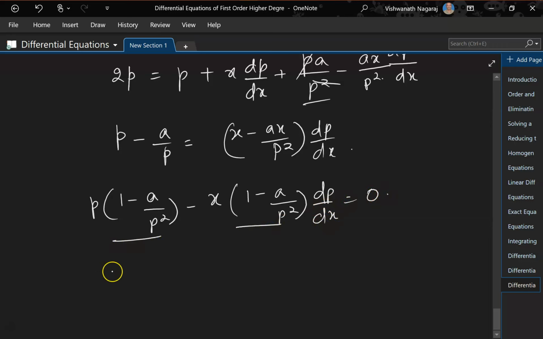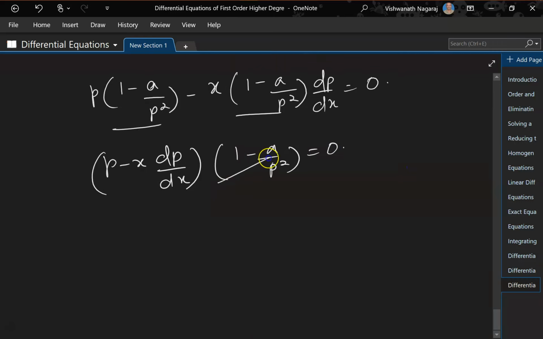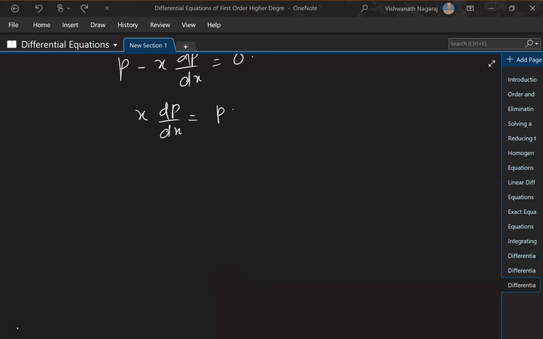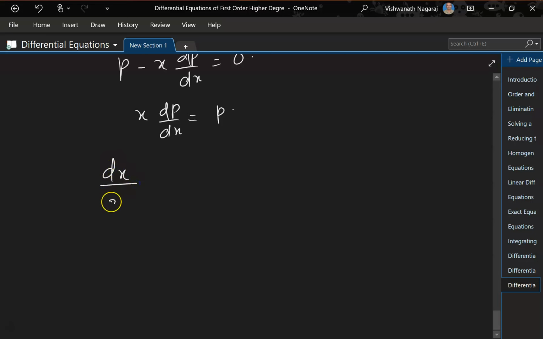This and this is common, so p minus x dp by dx times 1 minus a by p square equal to 0. Again, this does not contain dp by dx, so let's take this further. p minus x dp by dx equal to 0. So x dp by dx is equal to p. Okay, now let's separate out the variables. So we get dx by x is equal to dp by p.